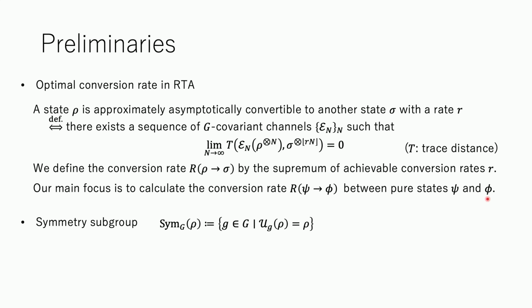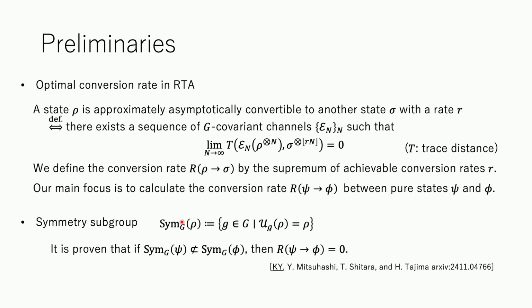There is a simple but important characteristic of the symmetry of a state, which is called the symmetry subgroup. The symmetry subgroup of a state is defined as the group elements whose group transformation leaves the state invariant. For example, a state is symmetric if and only if the symmetry subgroup is equal to the group itself.